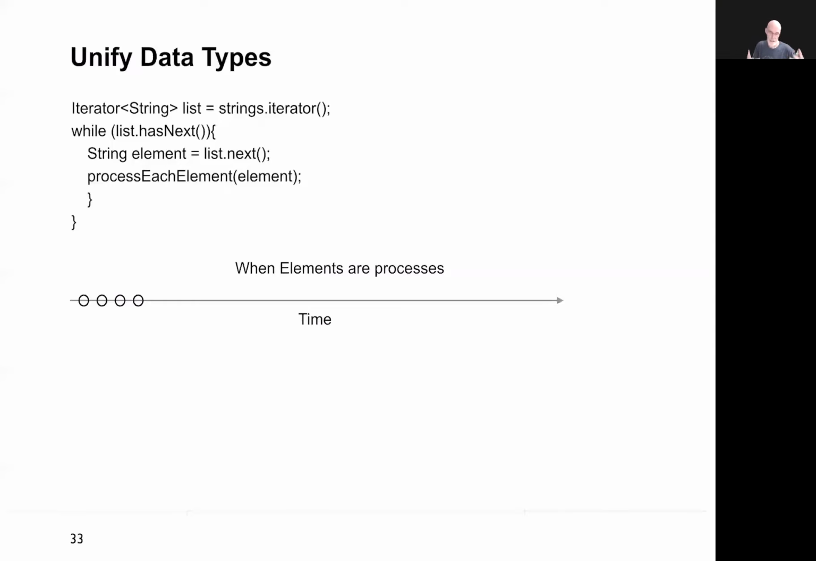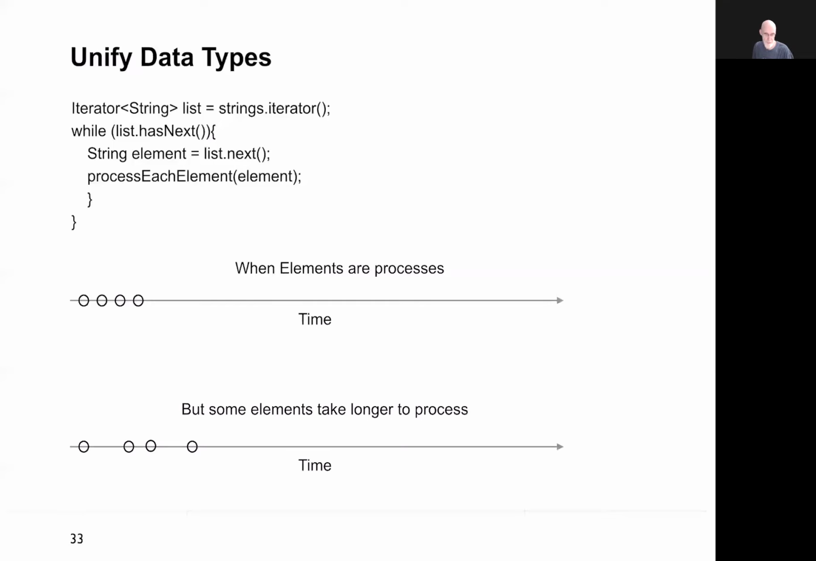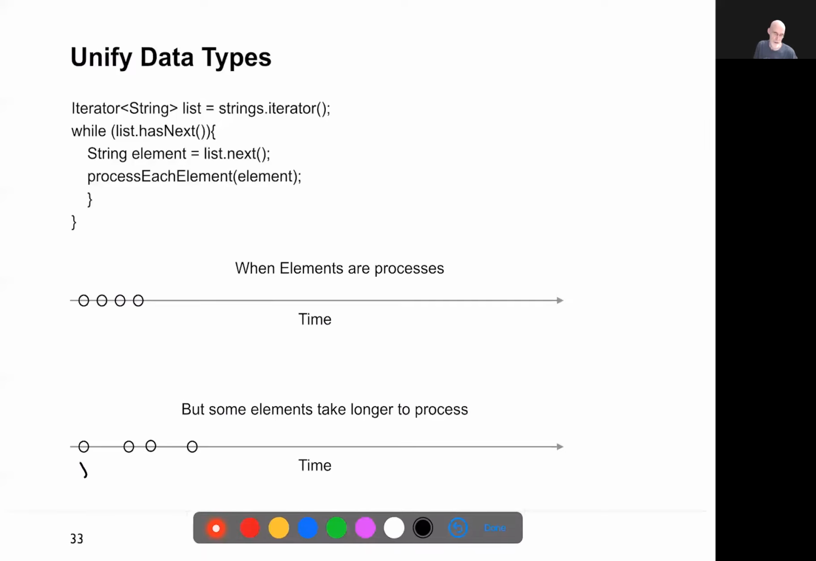But if different elements take longer to process for some reason, we may get a timeline like this. The first element gets modified, but the second one takes much longer, and so it gets done here. The third one is pretty short. The fourth one takes more time. So when we look at when those values get changed or processed, it looks like this.